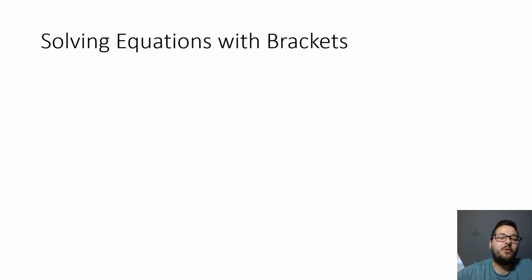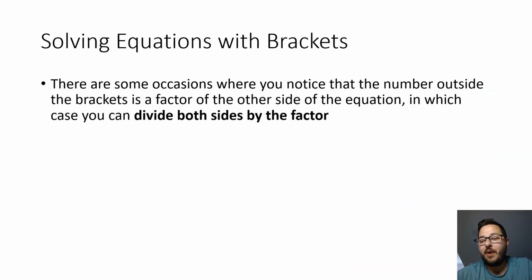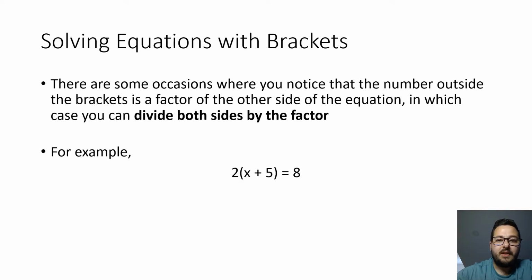Now, one thing to look out for with brackets is there might be an occasion where you notice that the number on the outside of the bracket is a factor of the other side. So, for example, if we've got 2 brackets x plus 5 equals 8, we could expand this bracket, or you could notice that 2 goes into 8. And actually, we could then just divide by 2 on both sides, and you'll end up with x plus 5 is 8 divided by 2, which is 4. And then, so that is easy to solve, and you get x is minus 1.